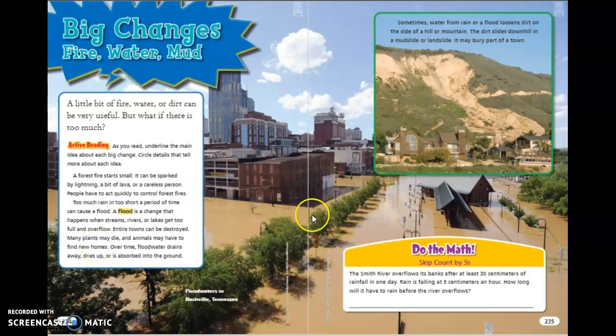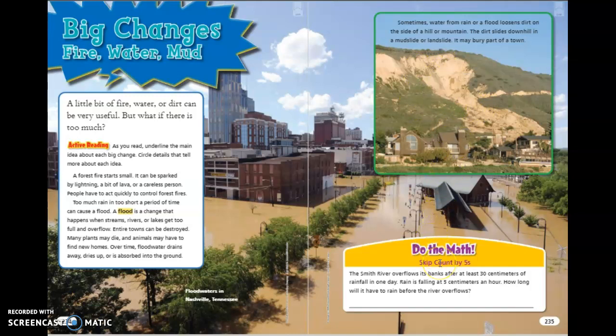Okay, let's look at this picture right in the middle here. It says floodwaters in Nashville, Tennessee. Sometimes water from rain or a flood loosens dirt on the side of a hill or mountain. The dirt slides downhill in a mudslide or landslide. It may bury part of a town. So you can kind of see in this area here where mudslides might occur.